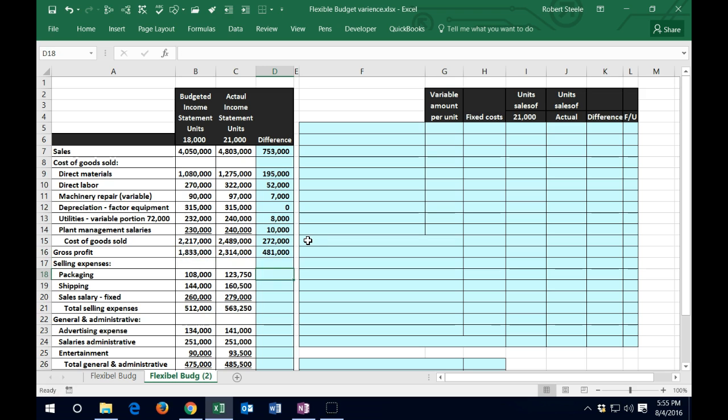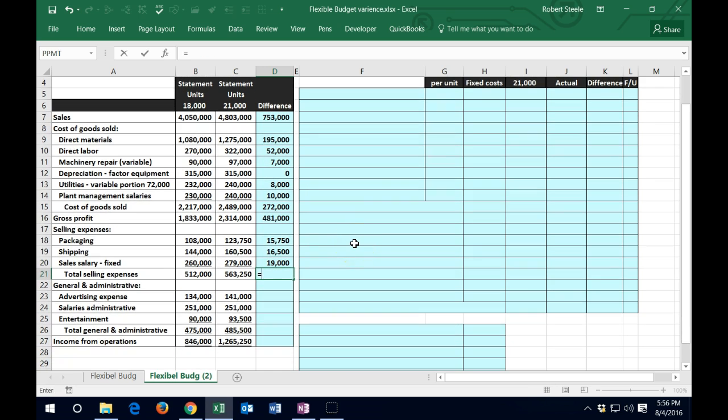And then if we go to the selling expenses, the packaging is going to basically be variable, I believe. So of course that one's over. Then we're going to take the shipping, and of course that one's over. Then the sales salary, which is fixed, should be somewhat the same. It's a bit different. Those are those. Then we'll do the same thing for the general administrative. These are all fixed, I believe, so we would expect them not to change much with the level of production. So there we have these items there.